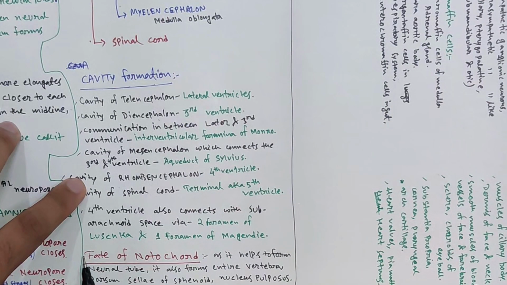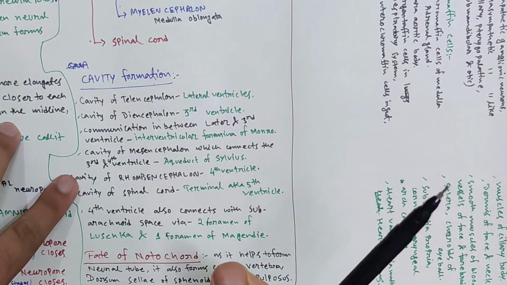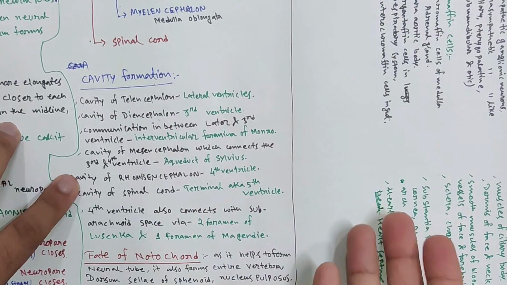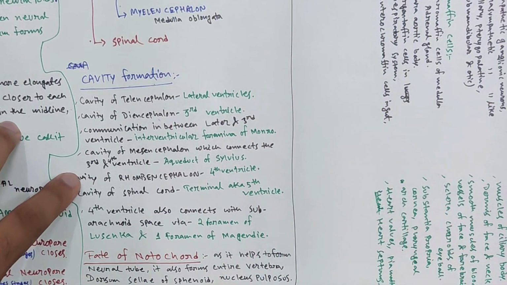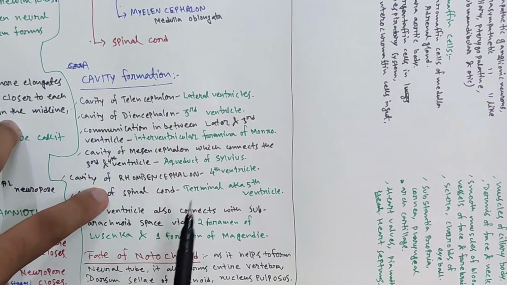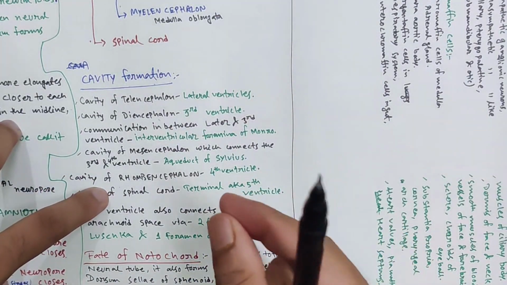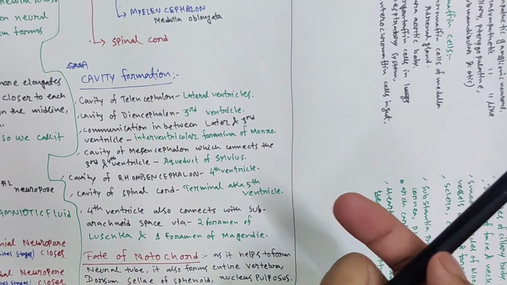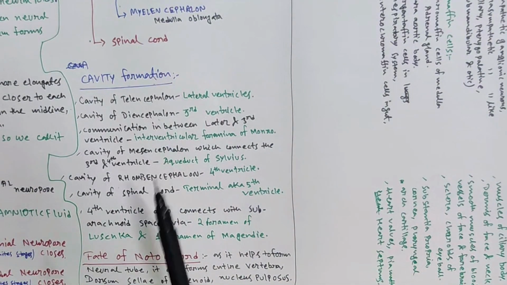Fate of the notochord. Just now I said that a part of the notochord helps to form the neural plate, which ultimately converts into neural tube. Rest of the notochord helps to form the entire vertebra, dorsum sellae of the sphenoid bone. Also, in between vertebra there is a cartilage, and in the cartilage you are getting the nucleus pulposus, which ultimately comes from the notochord. Okay.